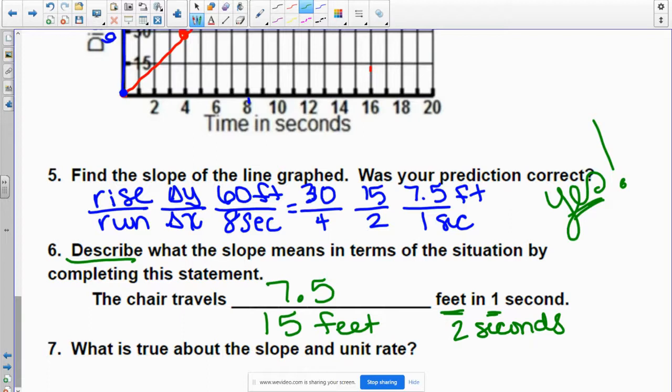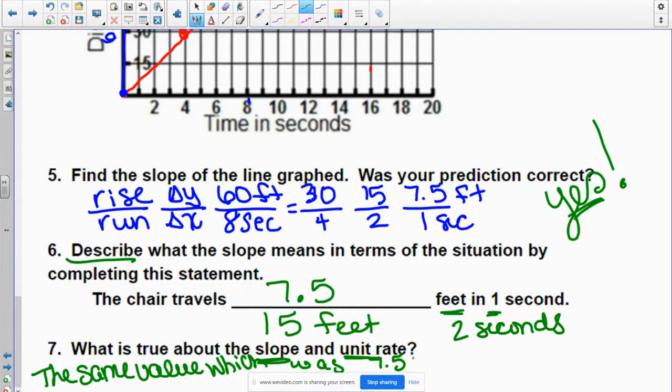And last question is, what is true about the unit rate and the slope? The unit rate and the slope have the same value, and in this problem, it was 7.5 over 1. So again, slope and unit rate, they have the same value, and in this problem, that same value was 7.5 over 1.